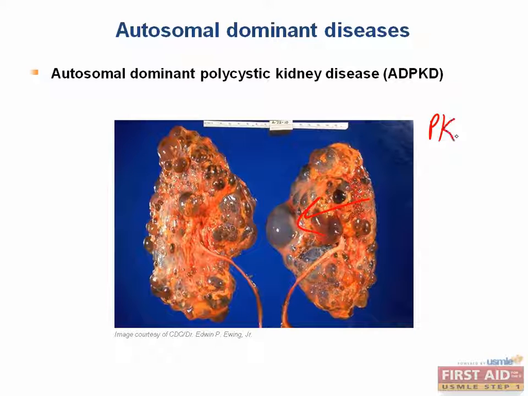90% of cases are due to a mutation in the gene PKD1, and this is also associated with polycystic liver disease, berry aneurysms, and mitral valve prolapse. You can remember that this gene is found in chromosome 16 because there are 16 letters in the words polycystic kidney.